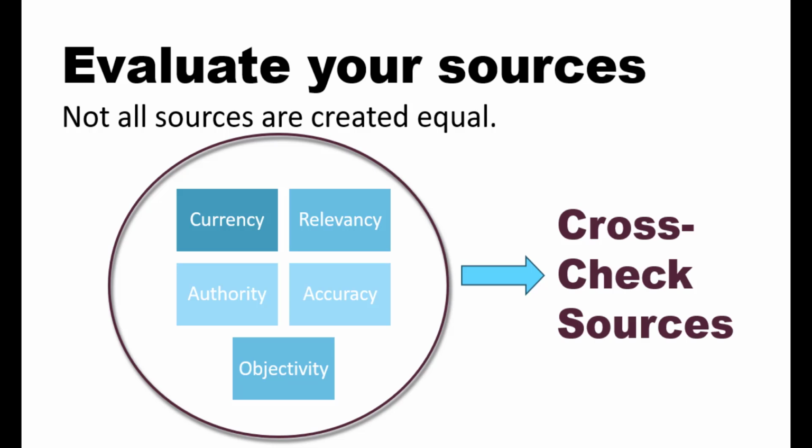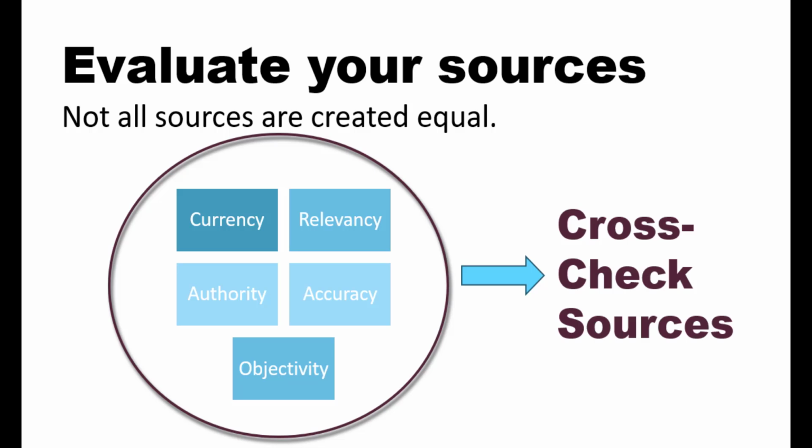Authority. Discover the credentials of the authors of the source and determine the level of expertise and knowledge about the subject. Accuracy. Consider whether the source presents accurate information and whether you can verify that information. Check for reference links within the information or a citation list at the end.